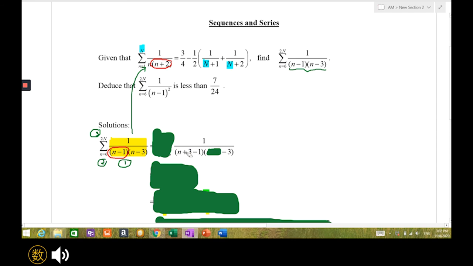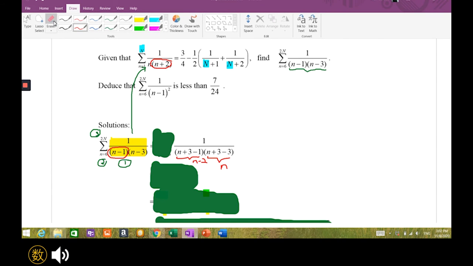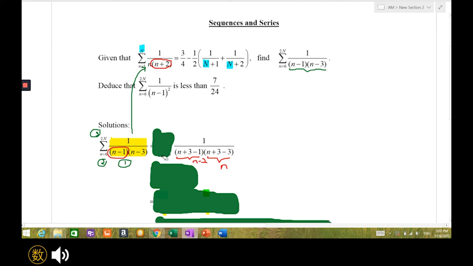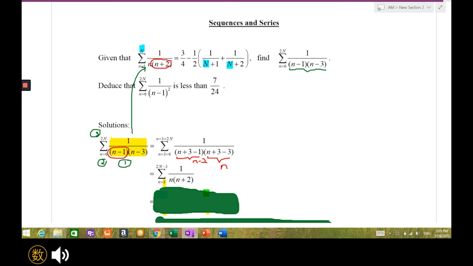So in this case, you replace your n by n plus 3 so that the general term gives you back your n over here, and this is your n minus 2. If you do this replacement, you need to replace every single term in the sigma notation. So instead of n equals 6, it's now n plus 3 equals 6, and the last term is n plus 3 equals 2n. If you simplify that a little bit, this becomes a sum from n equals 3 to 2n minus 3, just by simple manipulation across the equation on top and bottom.